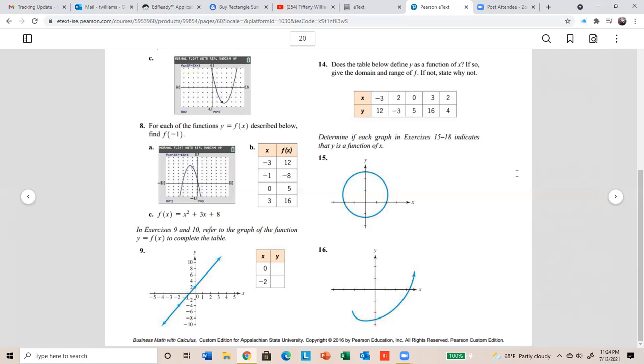So what we're going to be doing now is we're going to be looking at either equations or tables or stuff that's going to describe real world occurrences. I want to look at number 41.